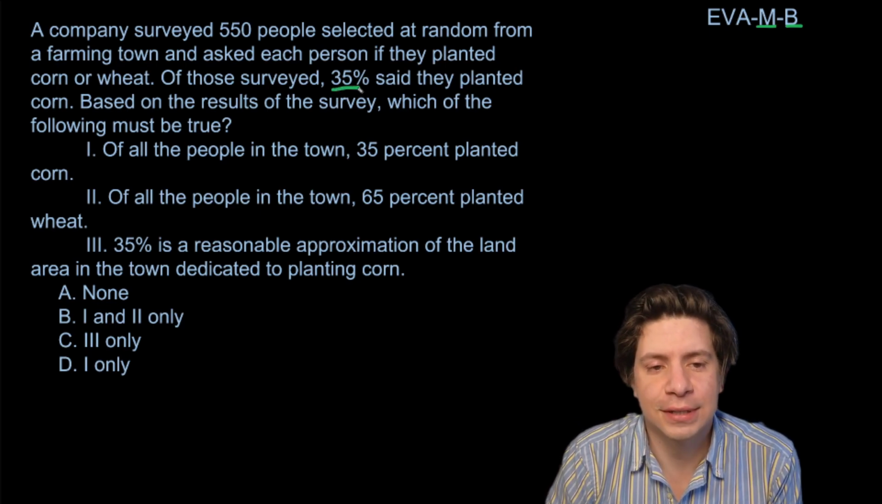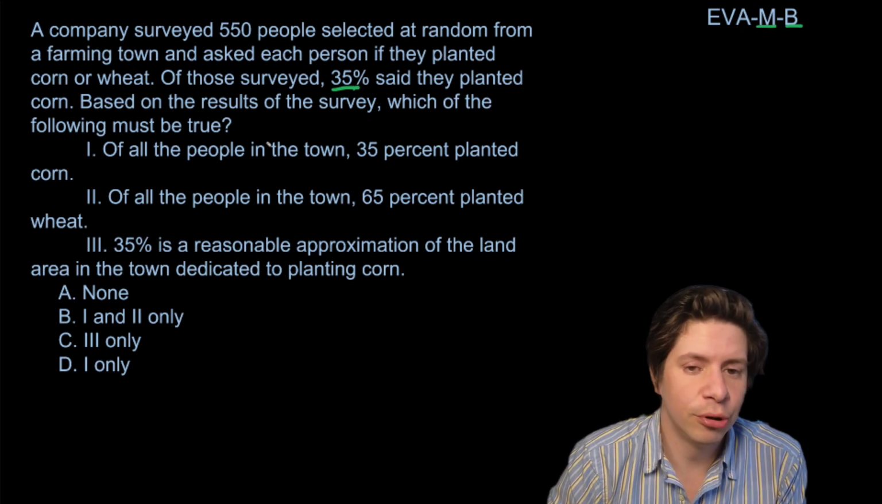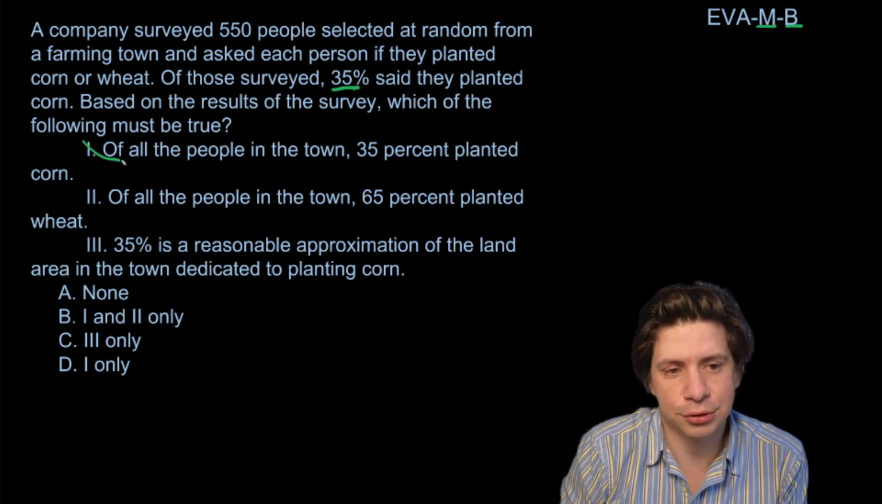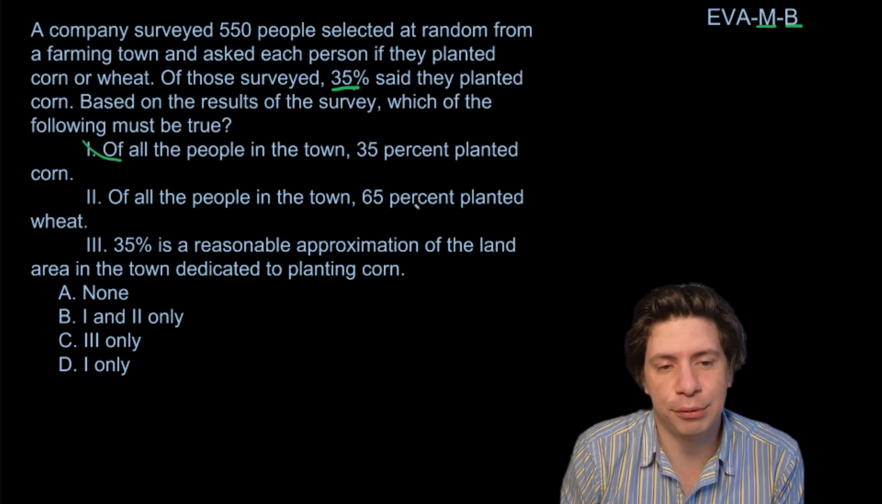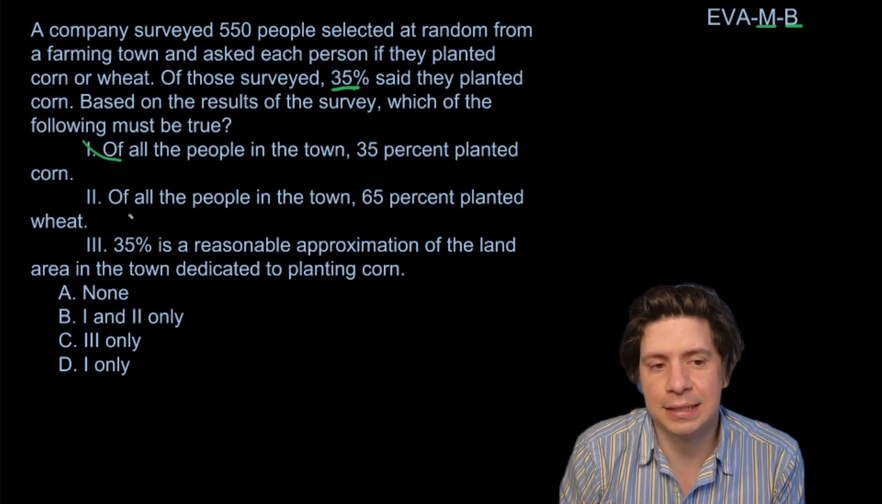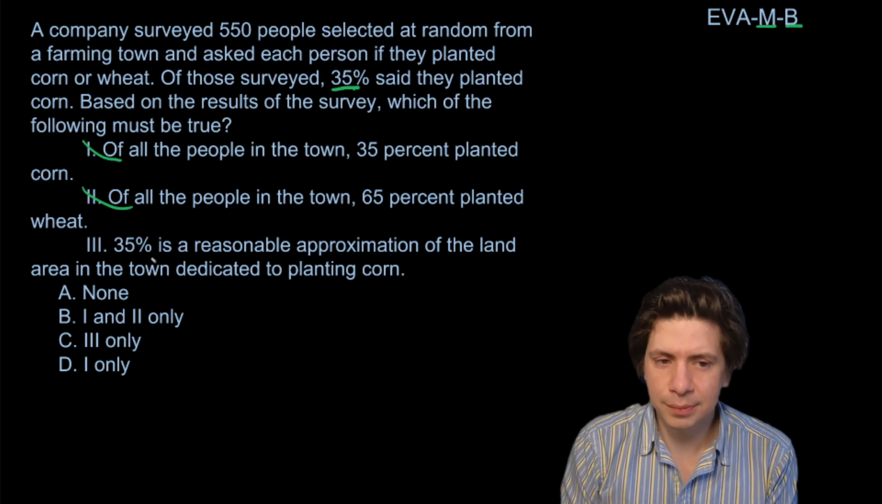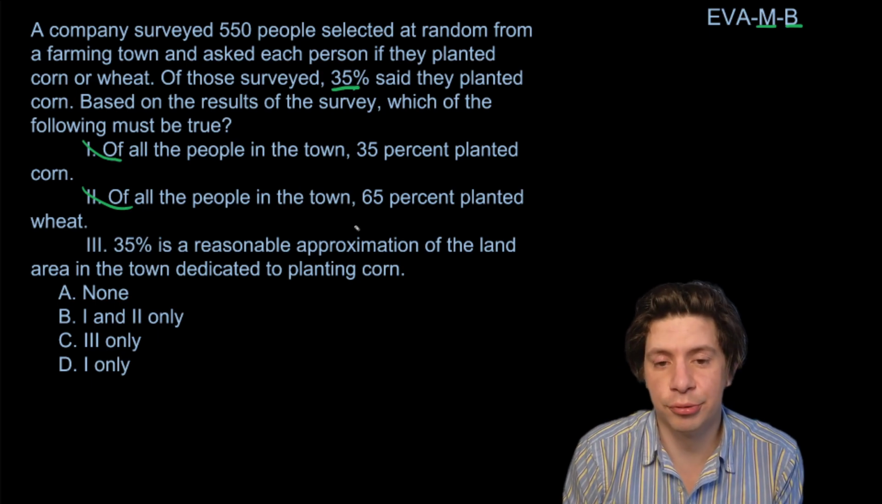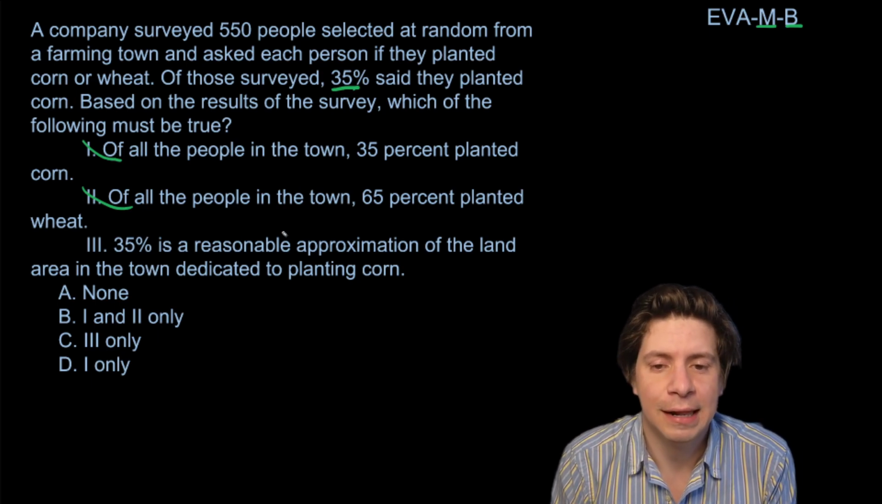So it's 35%, but that's not telling us that it's going to be exactly 35%. So it wouldn't be 1 because that's saying 35%. 2 is the inverse, where it's saying 65% planted wheat. We're not going to say that's exactly 65%, so that wouldn't work. And then 3, if it's at 35% is a reasonable approximation, that might work. But it's saying of the land area in the town dedicated to planting corn.